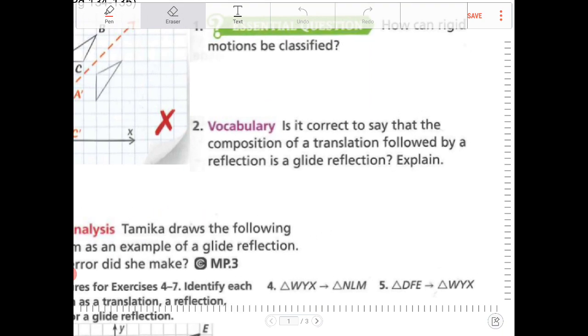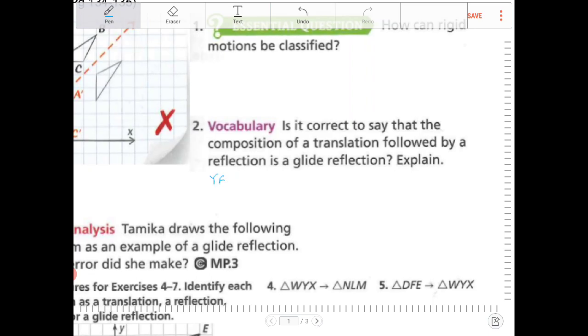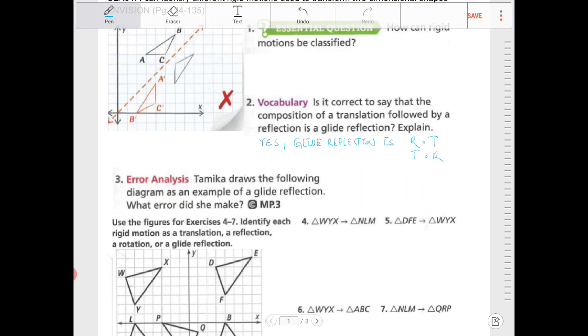Vocabulary. Is it correct to say that the composition of a translation followed by a reflection is a glide reflection? Explain. So I'm going to say yes. And the reason is a glide reflection is a combination of translation and reflection. It is just the very definition of what a glide reflection is.